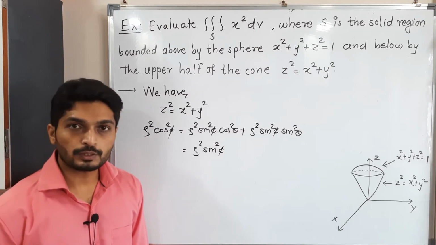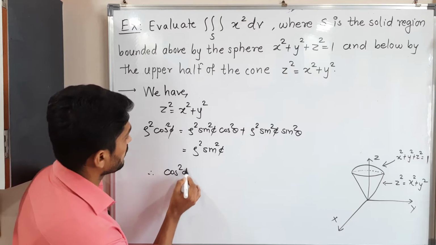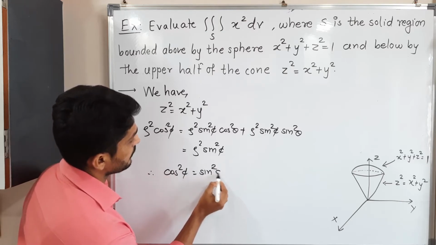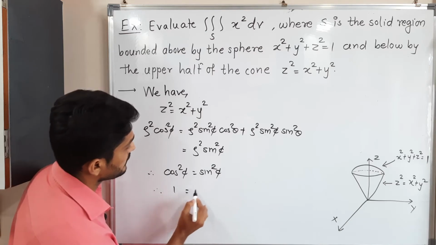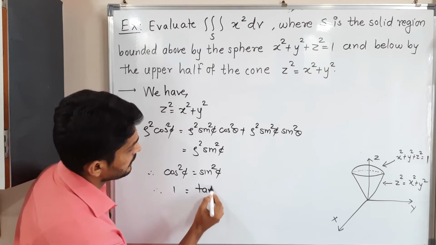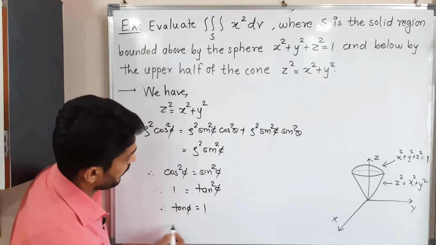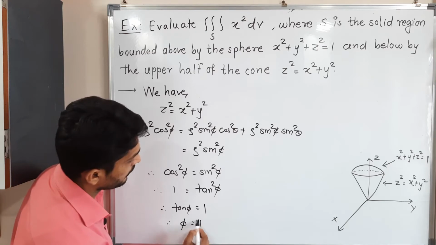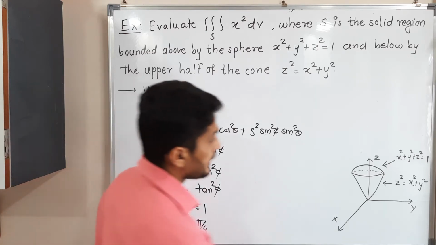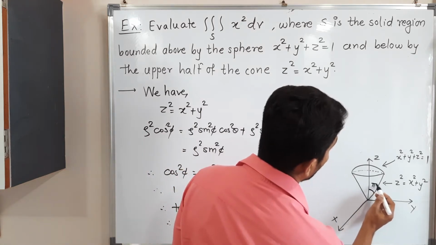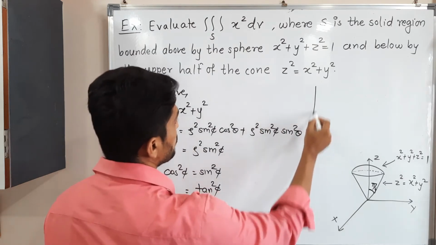Shall I cancel rho square from both sides? What will we have then? Therefore cos square phi is equal to sine square phi. So I will shift cos square phi to that side. Therefore 1 is equal to sine upon cos, which means tan square phi. Obviously tan phi is equal to 1. Therefore phi is equal to what? Pi by 4, since tan pi by 4 is 1. So this angle is pi by 4. Getting the point? In this way we got the limits also.